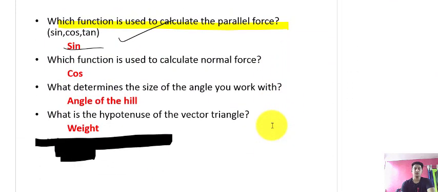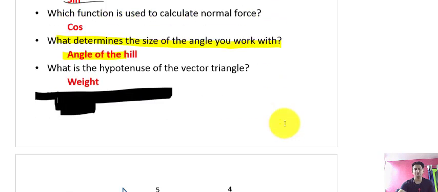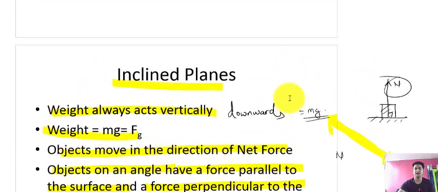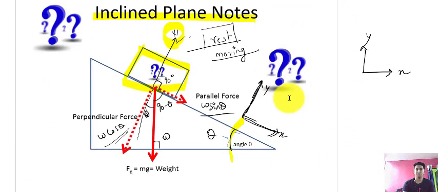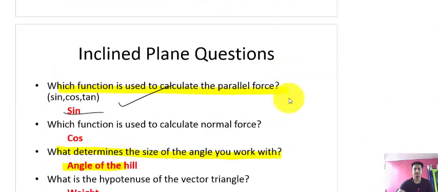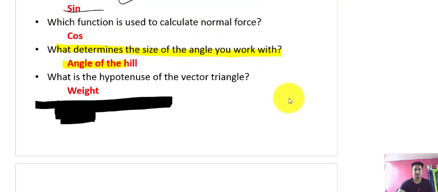What determines the size of the angle you work with? What will define or determine the size of an angle you work with? The angle of the hill. It will define the angle of the hill. So the angle will depend on the angle of the hill. This angle depends on how much it is inclined. That is defined by the angle of the hill we are talking about.